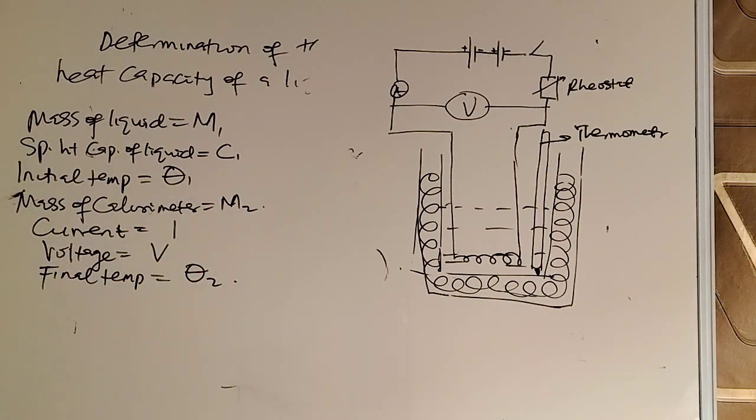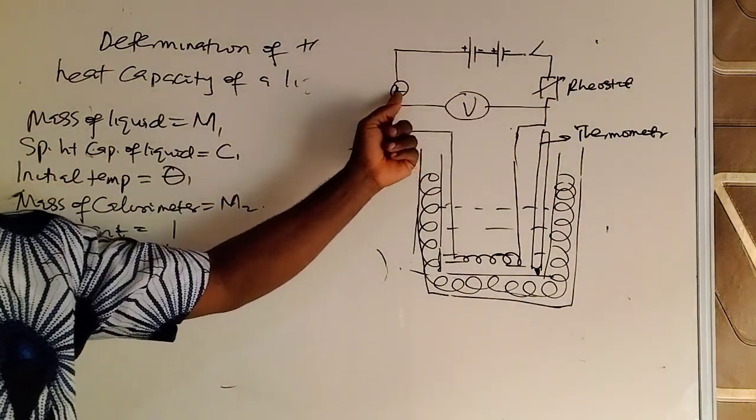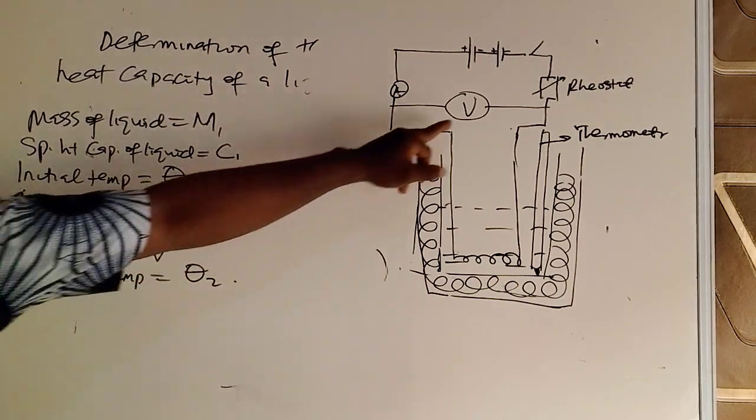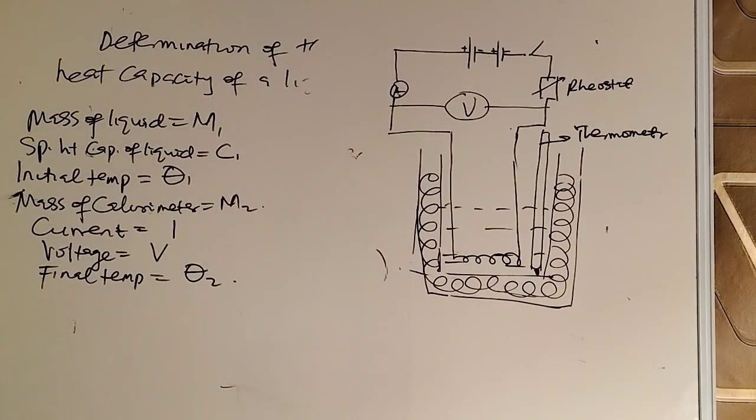Then you adjust the rheostat until you have a fixed current here. So let the current you're passing be I. Let the potential difference be V. And then the final temperature, which you take after about 10 to 15 minutes of passing current, you now call it theta 2. Having done that, what assumption do we make in this experiment?